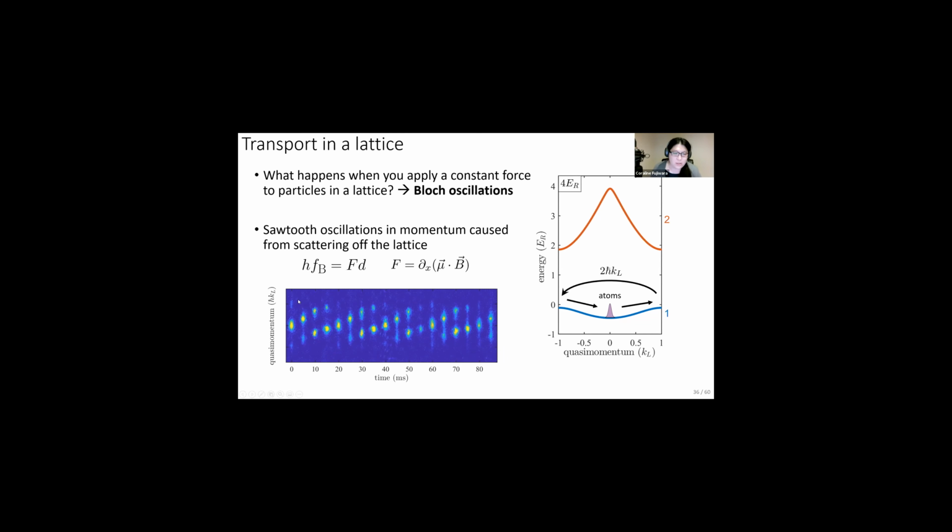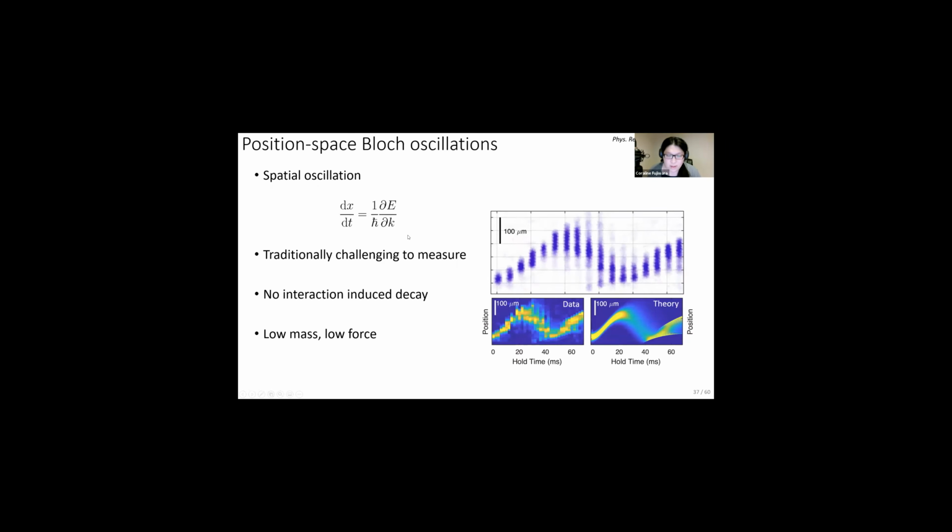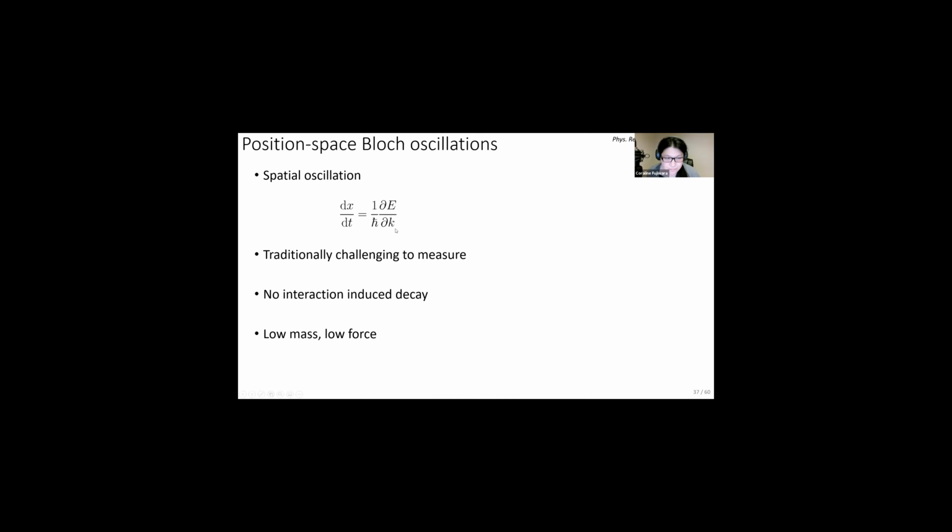And so Bloch oscillations, and what I'm showing you here is an image of these characteristic sawtooth oscillations in momentum space. So Bloch oscillations have been understood in momentum space for quite a while now. But it turns out that not only are there oscillations in momentum space, but there are also complementary oscillations in position space. And this is because as the atoms evolve in momentum, they're also going to move with some velocity related to their group velocity here.